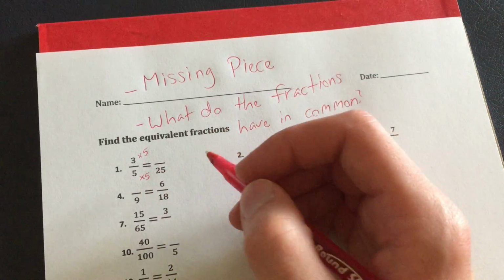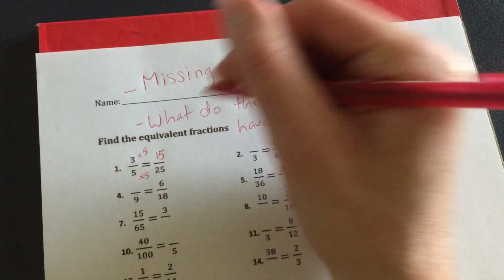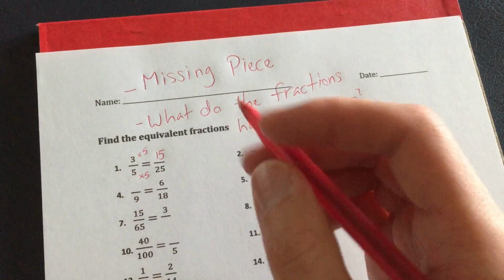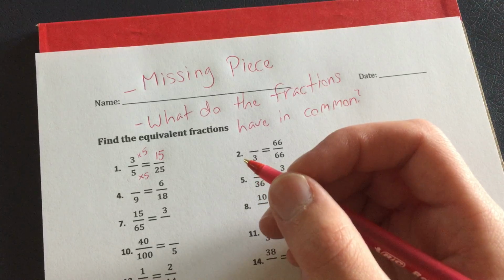5 times 5, 25. 3 times 5 would then be how much? 15 out of 25 is the same thing as 3/5. 15 25ths is the same as 3/5.